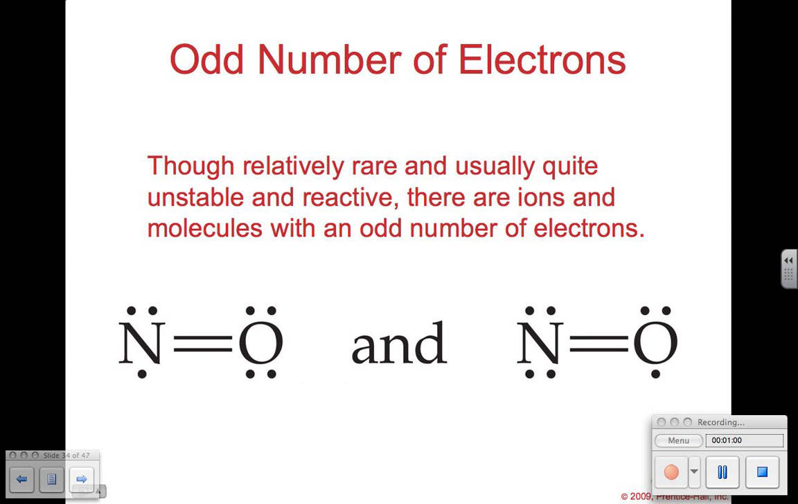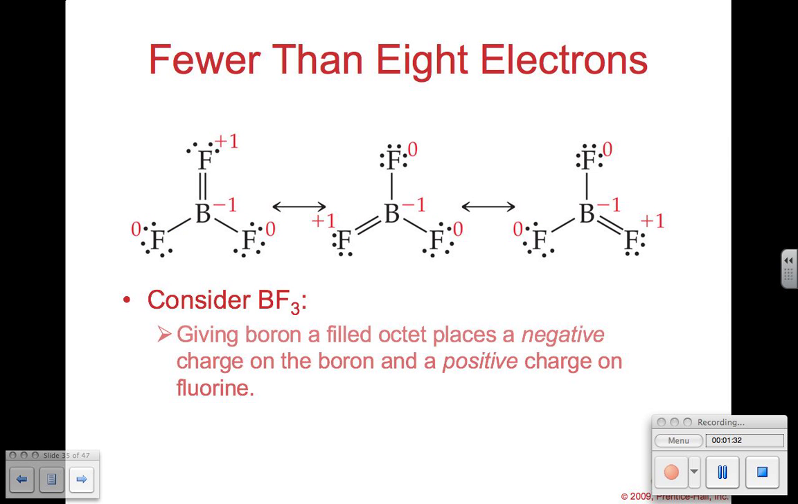Okay, odd number ones. So you've got this example of nitrogen monoxide. This type of situation where you have an odd number of electrons doesn't happen too often. It tends to be a pretty unstable, pretty reactive compound, so it reacts and basically fixes the issue that it has an odd number of electrons pretty quickly. But it can happen, and so we need to figure out how to develop the electron structure for that.